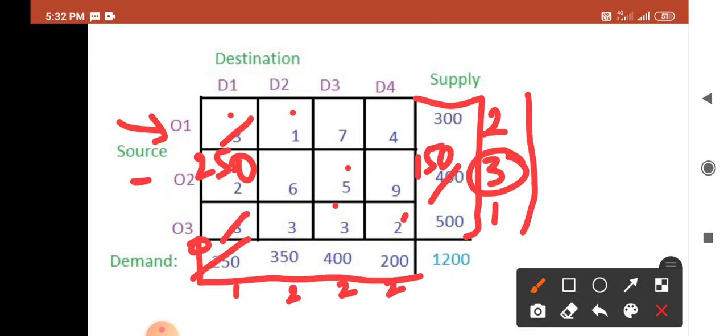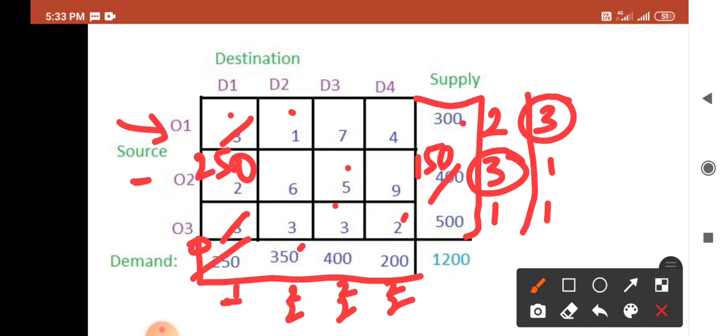The difference between 1 and 4 is 3. Then 5 and 6 gives 1, and 3 and 2 gives a difference of 1. The first column is cancelled now, so there is no penalty for it. The second column has 1 and 3, so 2, and the others are 2 and 2. Out of these penalties the highest is 3, so we go to the first row. The minimum cost is 1, and we make allocation to that 1.